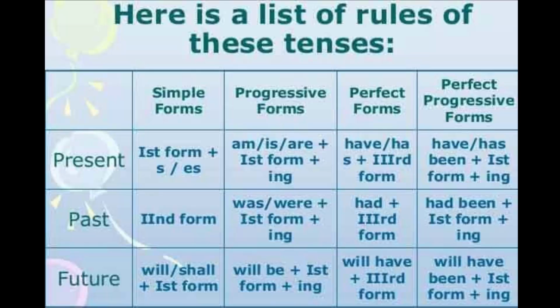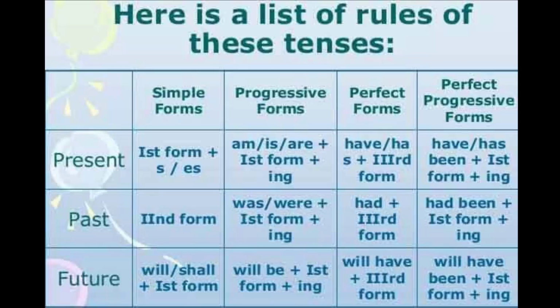And then in future, we use will or shall as auxiliary verbs, and we use the present form, which means the first form of the verb, in future simple. In future continuous, we use will be plus first form plus ing. Will be is the auxiliary verb, along with the present participle form, or in simple words, the fourth form of the verb.